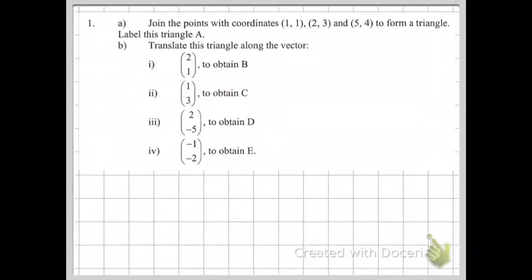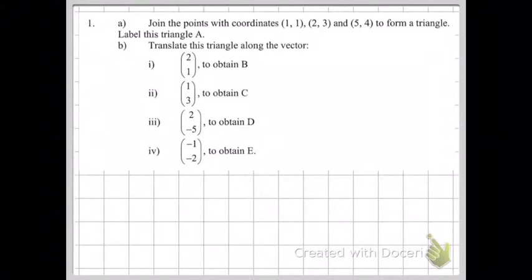Our topic is transformations following Sadler Mathematics for Unit 2A. It's Chapter 10. There are three main types of transformations. The first we're going to look at is translation, the second reflection, and the third rotation. And then the fourth possibility is a combination of two or more of those.